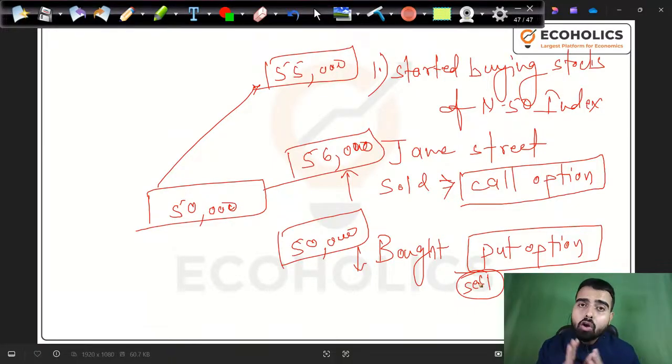And they sold the call option. What does that mean? They sold the right. So whosoever has bought the call option, that person is going to have a right to buy, and they have to sell.